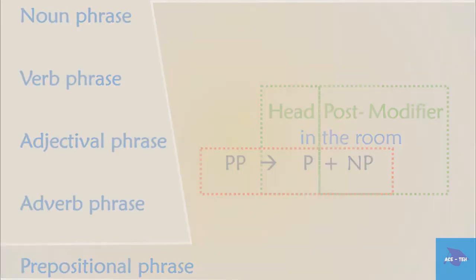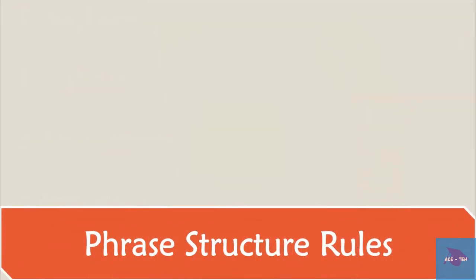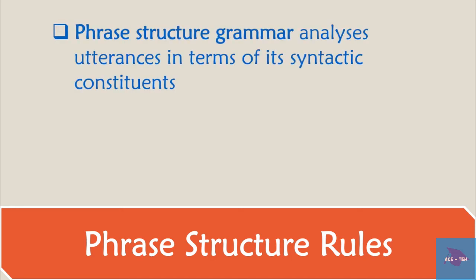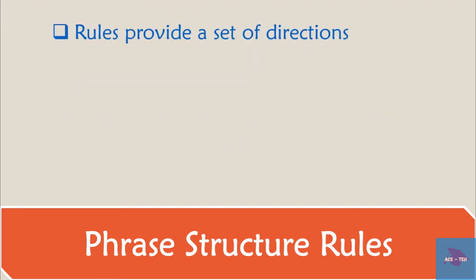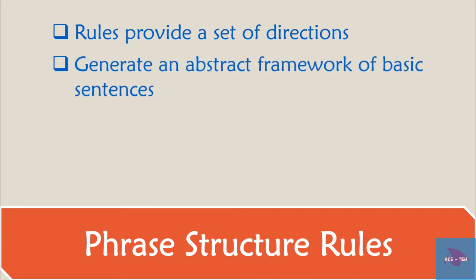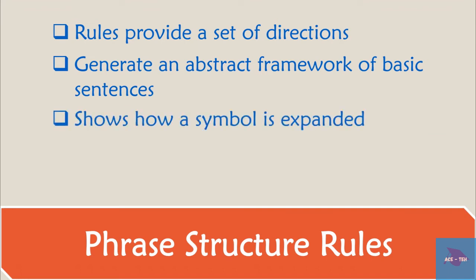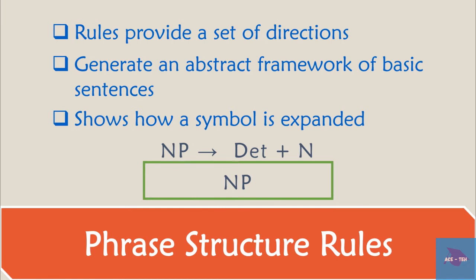Let's see how these are formulated in phrase structure rules. A phrase structure grammar analyzes utterances in terms of its syntactic constituents. It contains a set of rules called phrase structure rules or rewrite rules. Rewrite rules provide a set of directions which will generate an abstract framework of basic sentences. A rewrite rule shows how a symbol is expanded. For instance, this rule here means rewrite noun phrase as determiner plus noun.